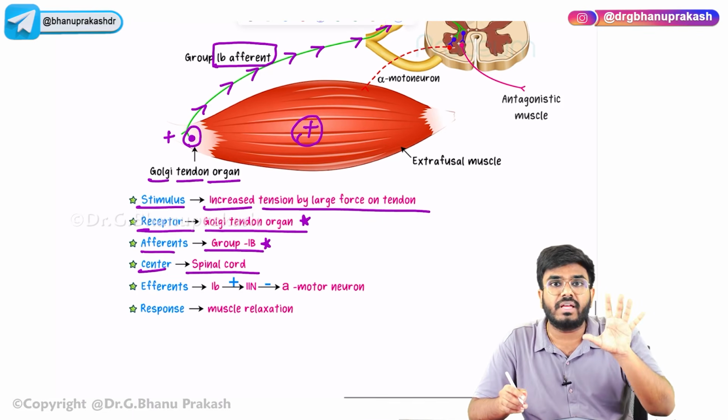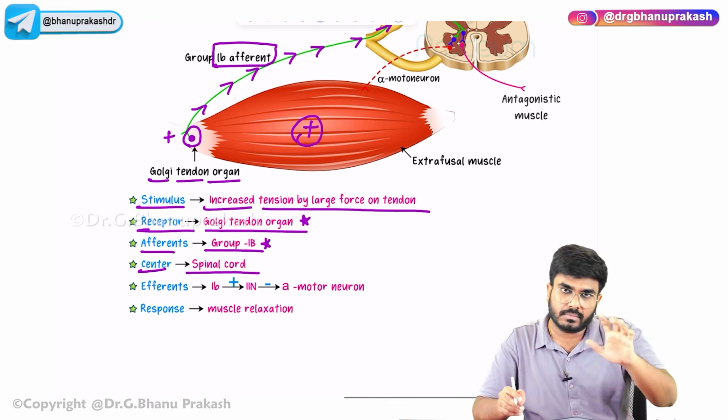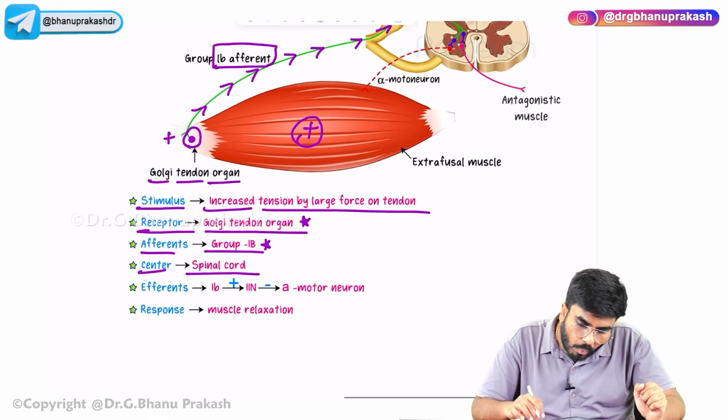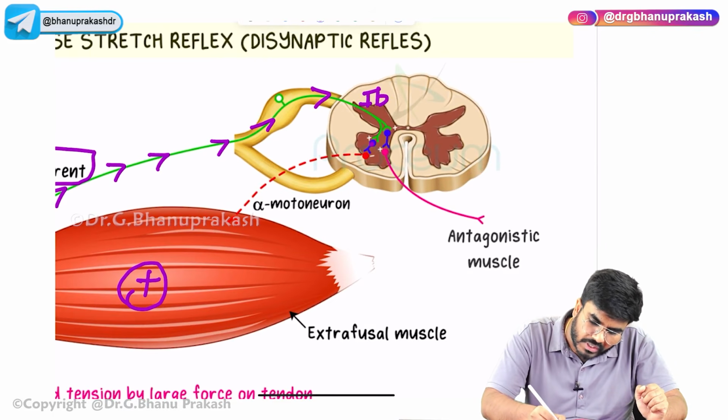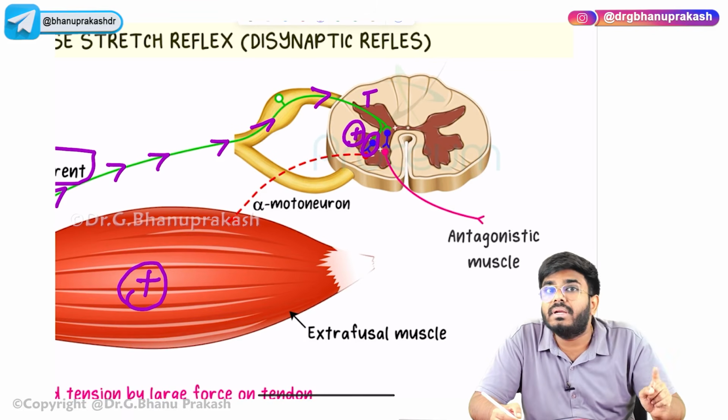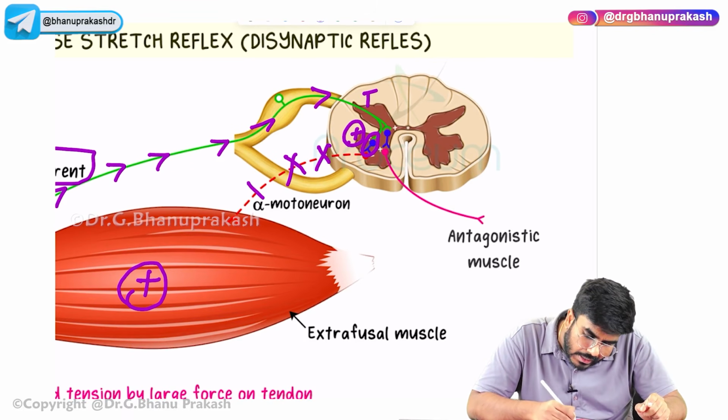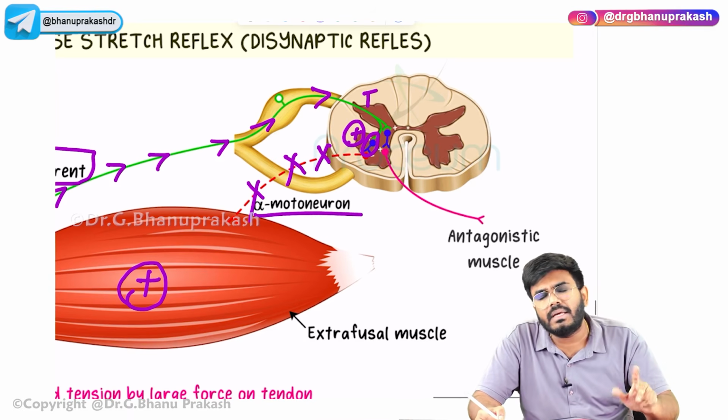So your spinal cord is receiving the information: how much tension is there on the tendons. Now what happens here is, this group 1B fibers are going to activate the inhibitory interneurons. These blue color neurons which I am showing here are the inhibitory interneurons that are activated. The inhibitory interneurons will inhibit the alpha motor neuron.